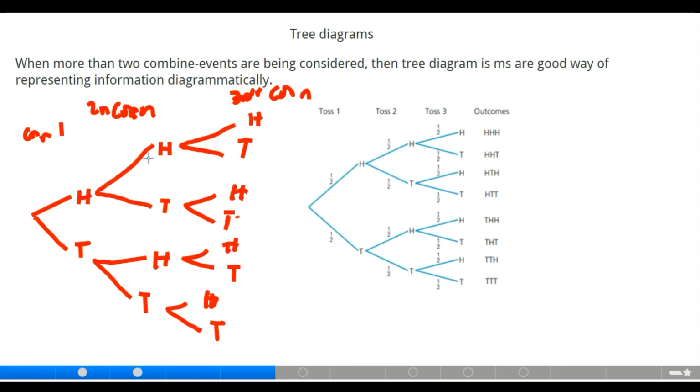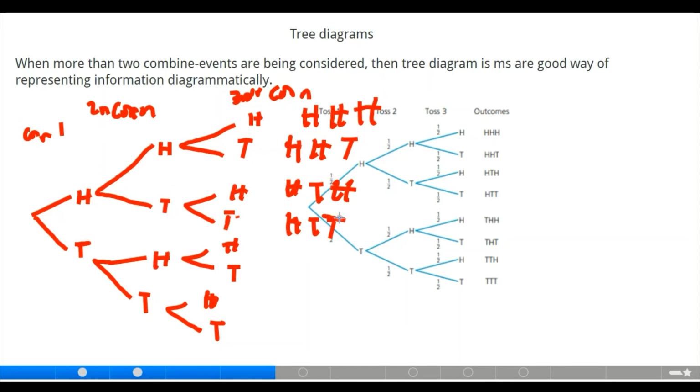So we read head, head, head. So the first one is going to be head, head, head. Okay. Look at the second, we have head, head, tail. So this one is going to be head, head, tail. Let's look at the next one. Head, tail, head. We have head, tail, head. Okay. Let's look at this head, tail, tail. So we have head, tail, tail.